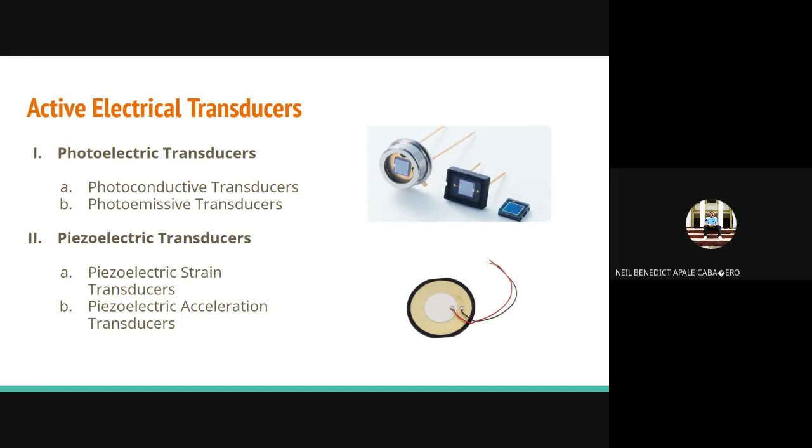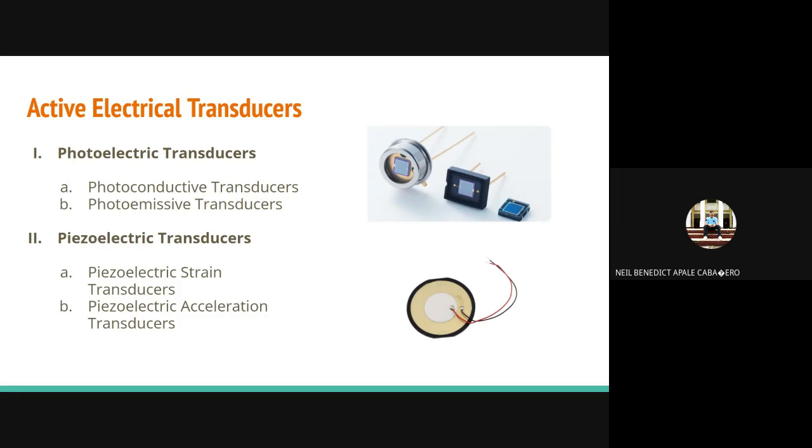It is made of semiconductor material, and it uses a photosensitive element which ejects electrons when a beam of light is absorbed through it. The first example of a photoelectric transducer is the photoconductive transducer. It works on the principle of the photoconductive effect. When light strikes a semiconductor material, there is a decrease in the resistance of the material, thereby producing an increase in the current.